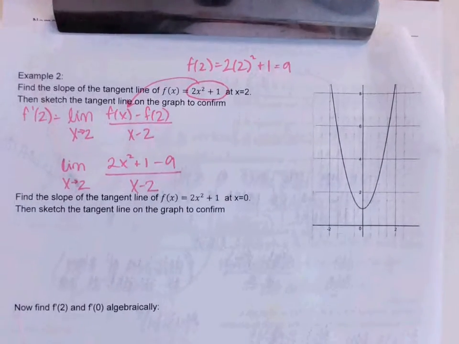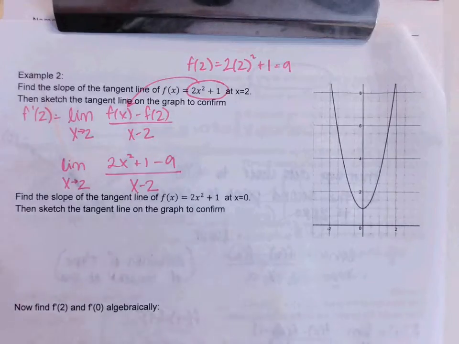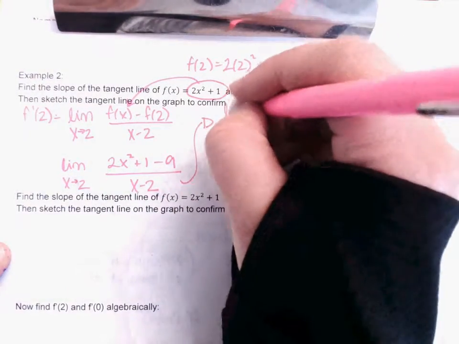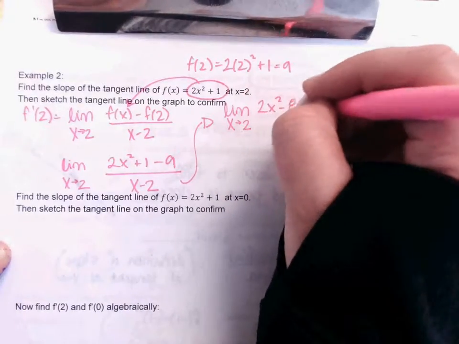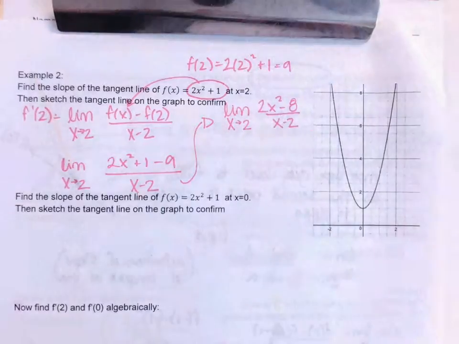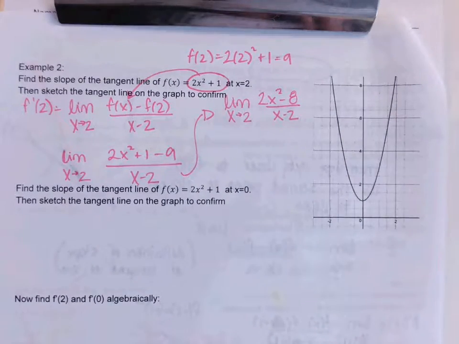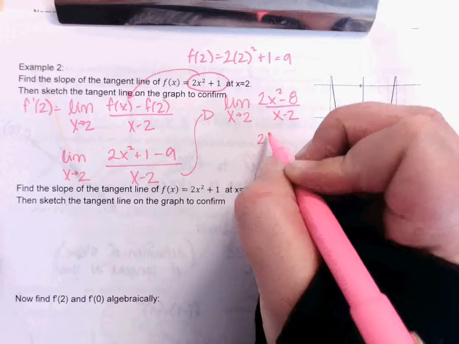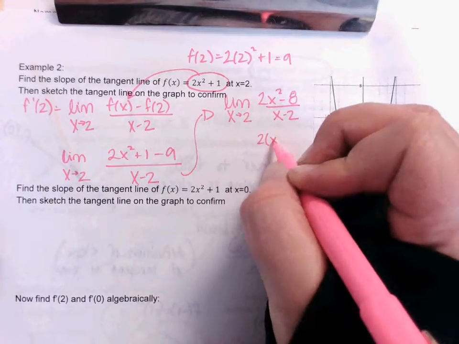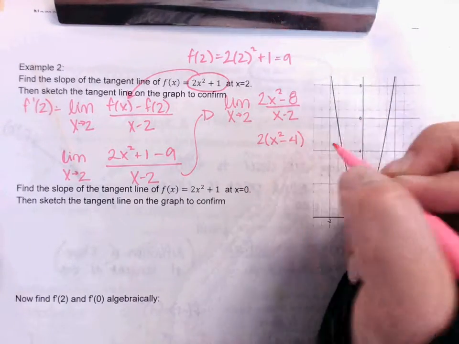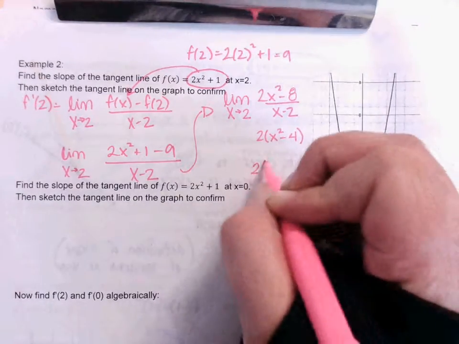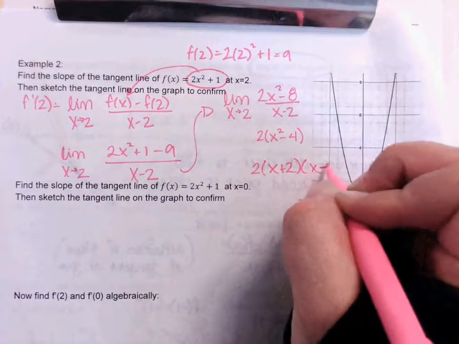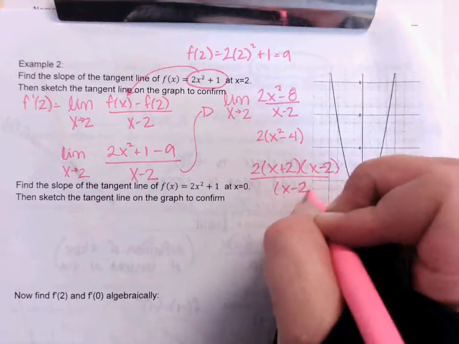Simplify the top of that guy. What's 1 minus 9? So I have the limit as x approaches 2 of 2x squared minus 8. Is that factorable? Yeah. What can I take out from the top? 2. And when the 2 comes out, what does it leave behind? x squared minus 4, which is a perfect square. So then break it down one more time. It'd be 2 times x plus 2 times x minus 2 over x minus 2.